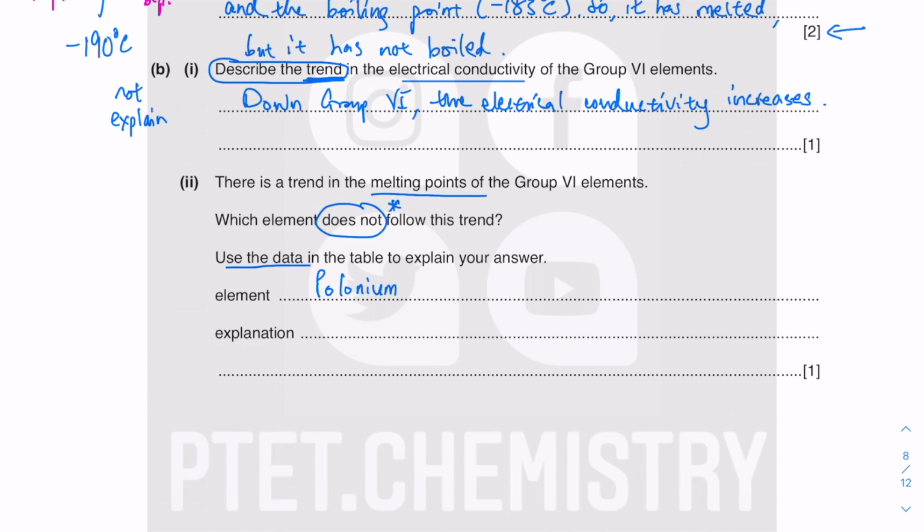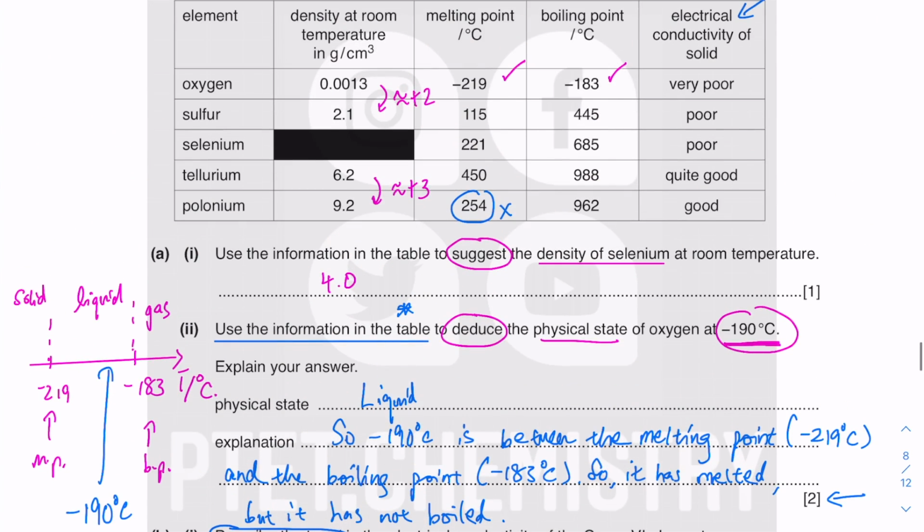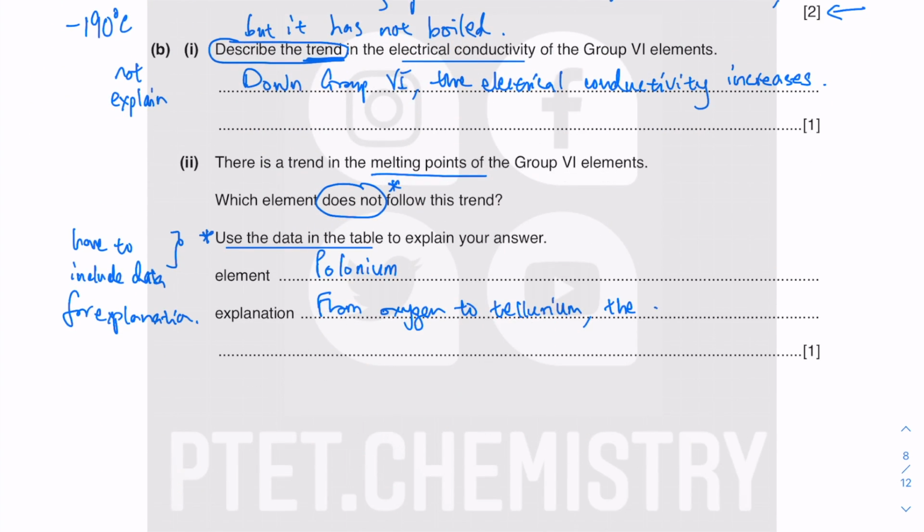Okay, so use the data in the table. Again, you have to include data for explanation because it says use data in the table. So you have to incorporate it. So from oxygen to tellurium, the melting point increases. From this to this to this to this, the melting point increases. The melting points increase down the group.